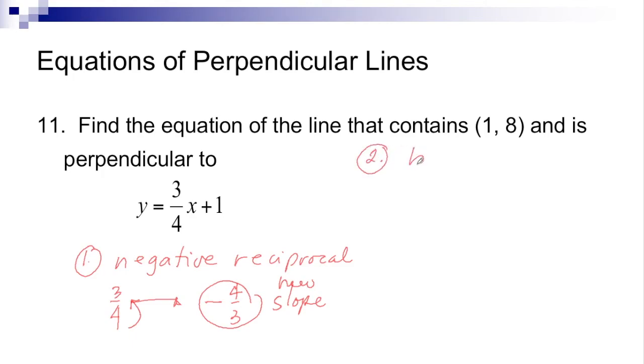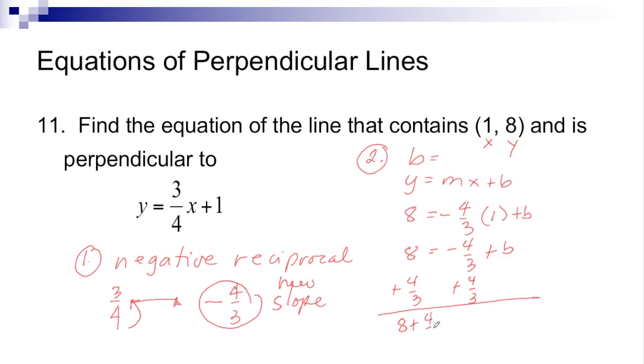Second step, find b. In finding b, we use y equals mx plus b and then plug in x, which is 1, and y, 8. So let us put 8 here, and the slope will be the negative reciprocal, negative 4/3, and x is 1, plus b. So this is 8 equals negative 4/3 times 1, negative 4/3 plus b. Then, get rid of negative 4/3 by adding it on both sides. So this is now 8 plus 4/3 equals, this is 0 and this is b. So therefore, b is 3 times 8 is 24 plus 4 is 28/3.